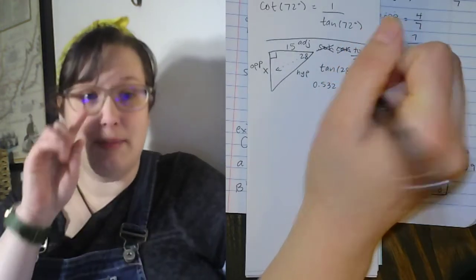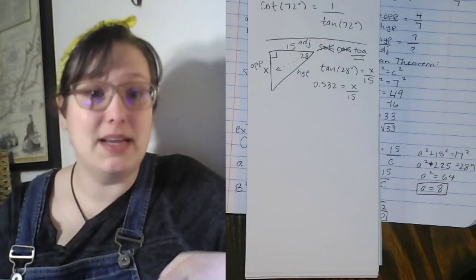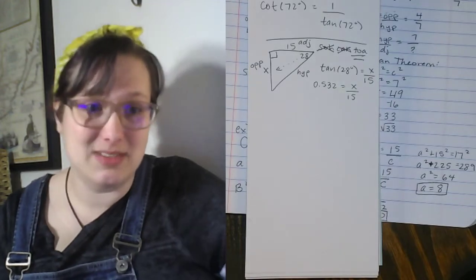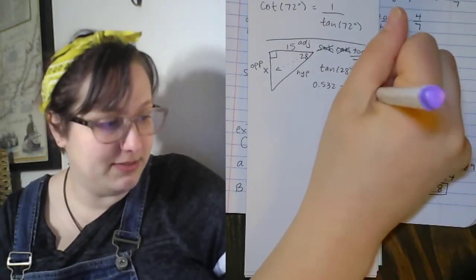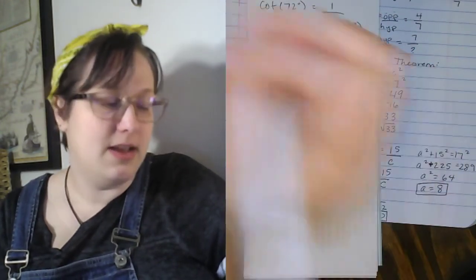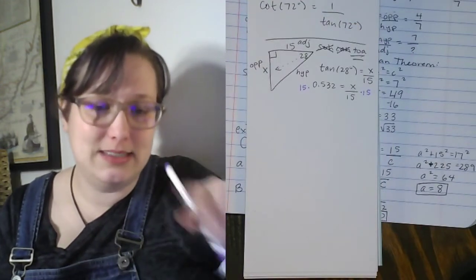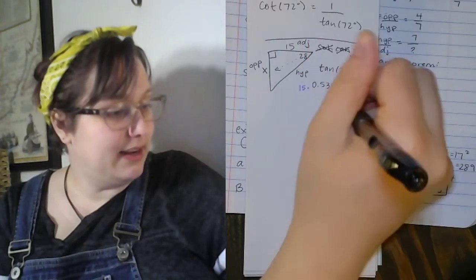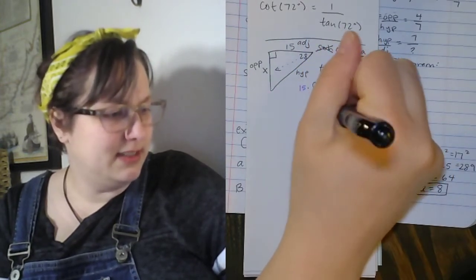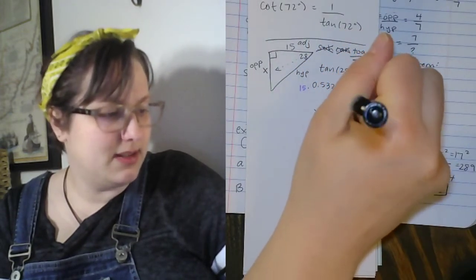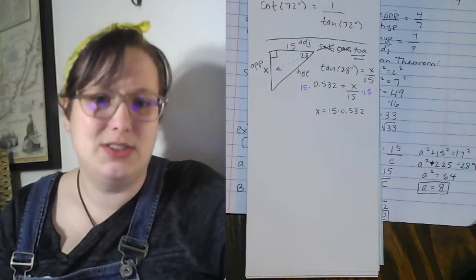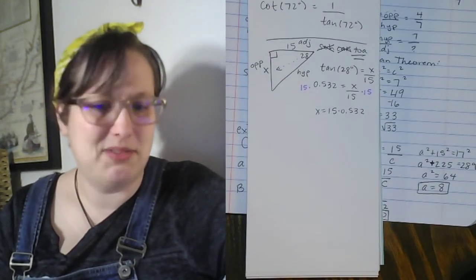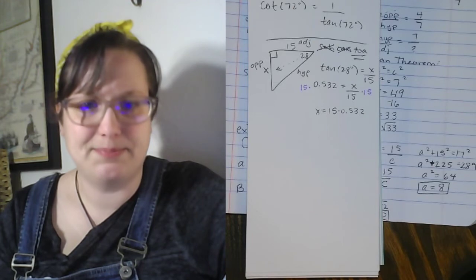Now, I'm going to multiply both sides by 15 because my x is on top. So it's x divided by, I'm going to multiply by 15. If x was on the bottom, that's when I would do the switchy thing. So I get x equals whatever 15 times 0.532 is. Some of your geometry teachers taught you to multiply first and then do the math. I don't care. It's the same.